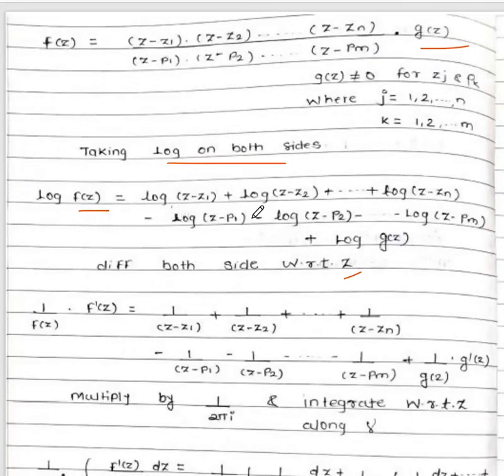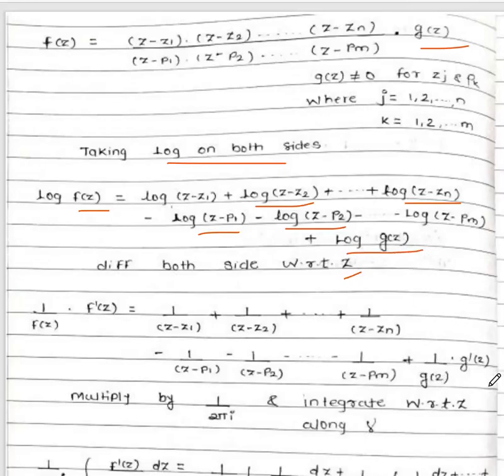Similarly, we take the derivative of the right hand side. The derivative of log of z minus z1 is 1 upon z minus z1, of the next term 1 upon z minus z2, and so on, up to 1 upon z minus zn. Minus the derivative of the next terms, that is 1 upon z minus p1, 1 upon z minus p2, up to 1 upon z minus pm, plus the derivative of the last term, that is 1 upon g of z into g dash of z.